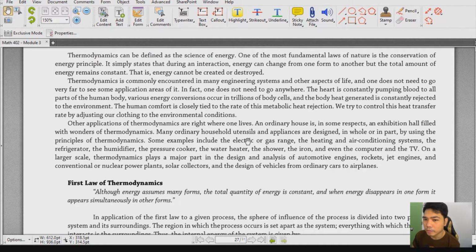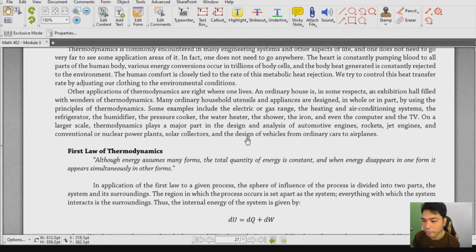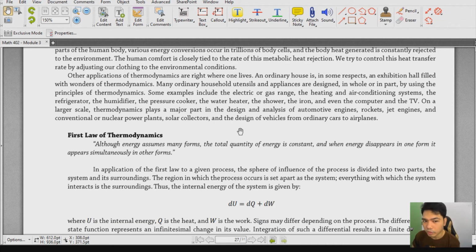And we'll just be dealing with the first law of thermodynamics here, which states that although energy assumes many forms, the total quantity of energy is constant, and when energy disappears in one form, it appears simultaneously in other forms.